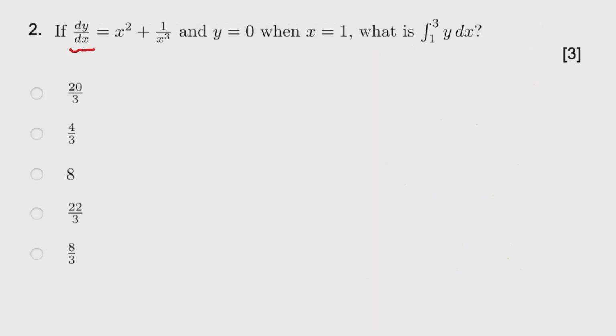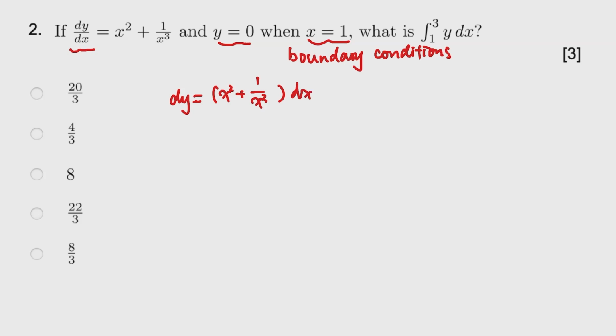Question 2. We are given dy by dx and boundary conditions. Then we are required to find a definite integral of y with respect to x. To calculate the definite integral, let's find y first. So we separate the variables first. We will have dy equals x squared plus 1 over x cubed dx. And then we integrate both sides.